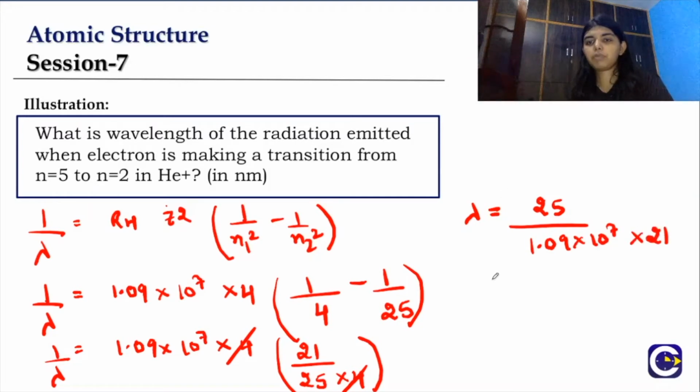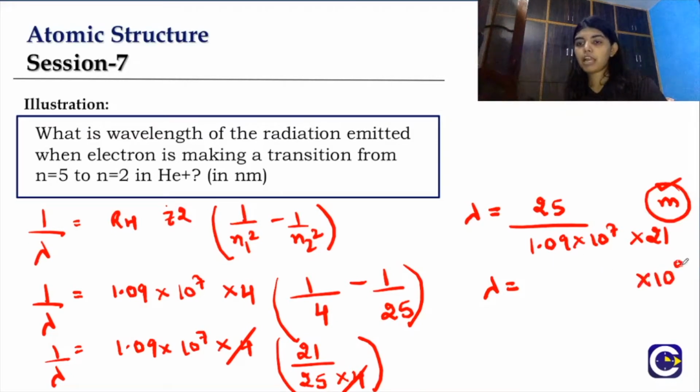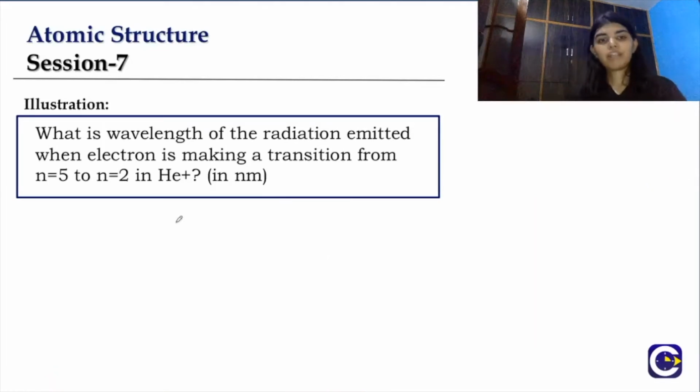You just have to reciprocate. By solving this particular thing, you will get lambda in what? Meters, right? So to convert into nanometer, you have to multiply it by 10 raised to the power 9. Multiply this answer by 10 raised to the power 9 to convert it into nanometer. So if you solve that, you will get lambda as 108.7 nanometer, right?